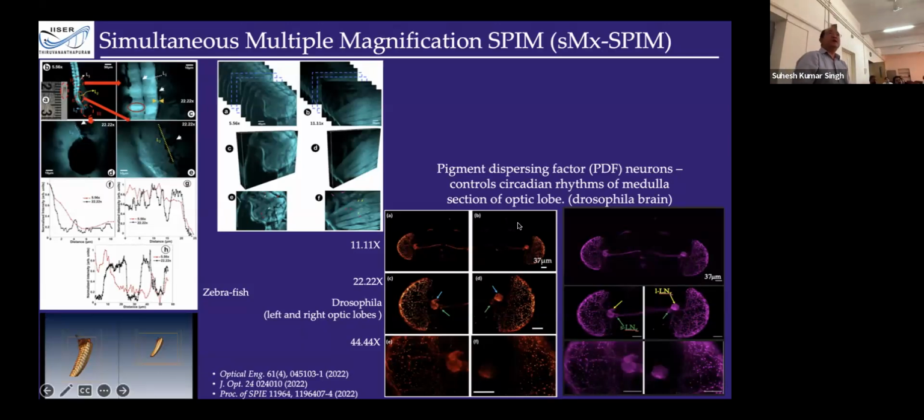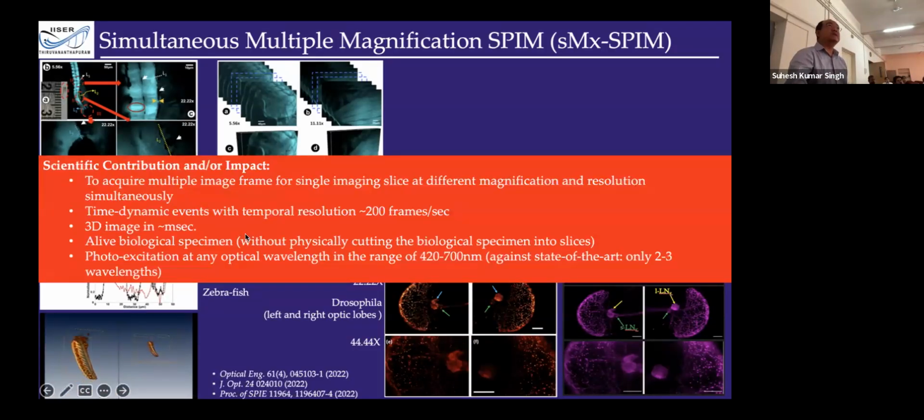We tried it for neuroimaging also. So this is about neuroimaging in the Drosophila. And not only that, we can do the 3D image reconstruction with multiple magnifications. Okay, so this is the reconstruction of the whole 3D of the zebrafish. Yeah, so this is what we were contributing.